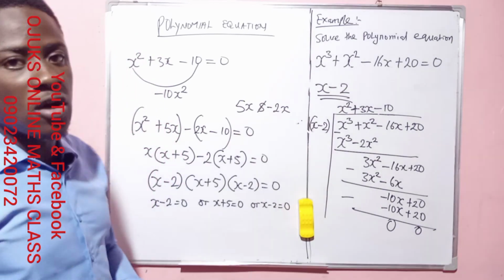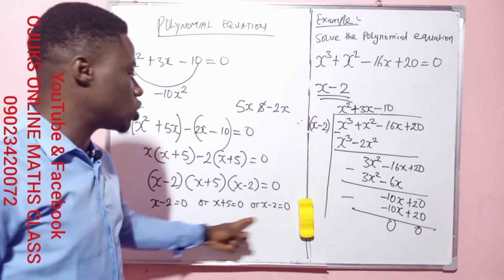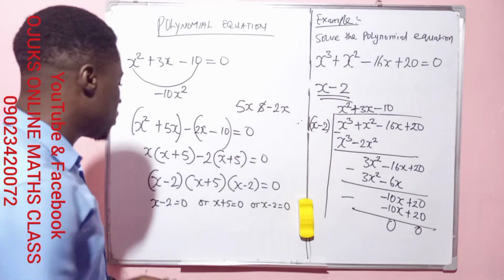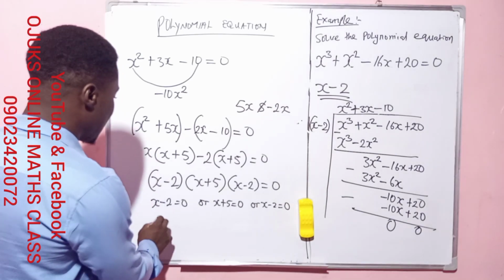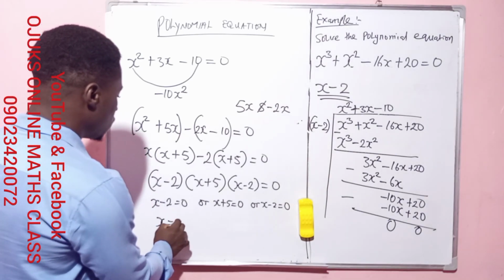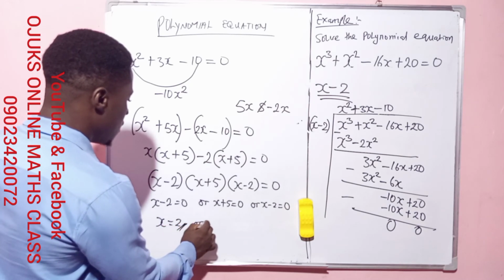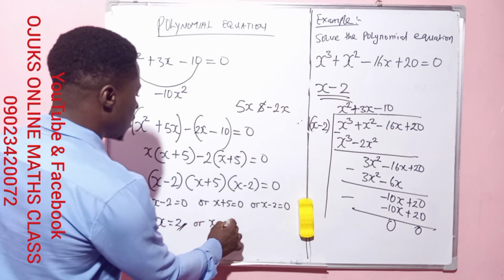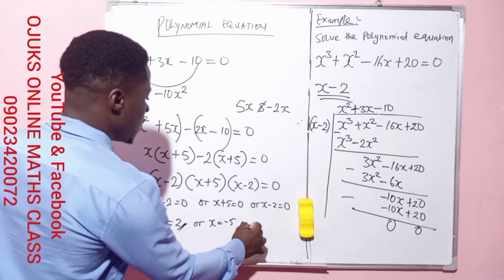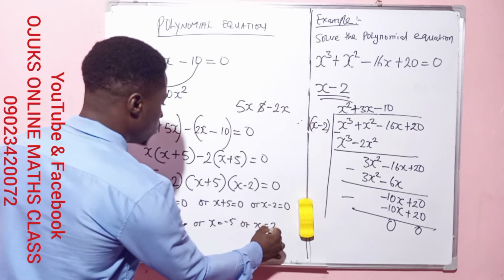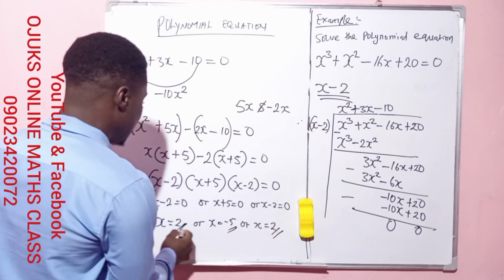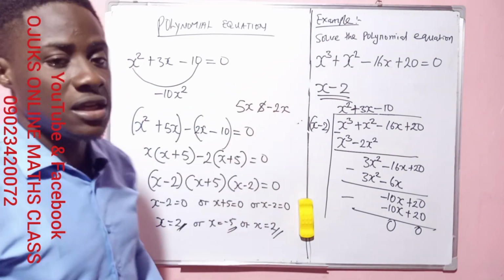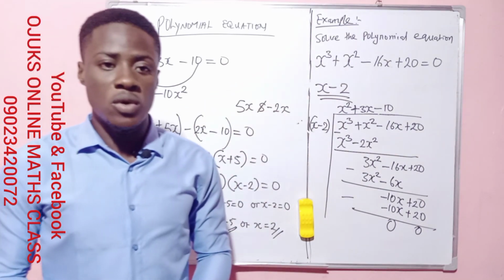If we solve for the value of x respectively in each of these equations, automatically we'll get the results. Their results are x equals 2, or x equals minus 5, or x equals 2. So these are the values of x for this polynomial equation.